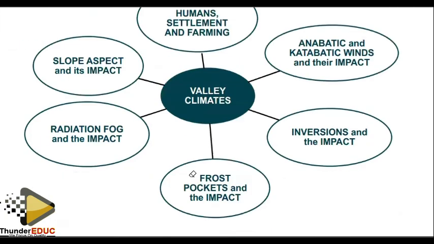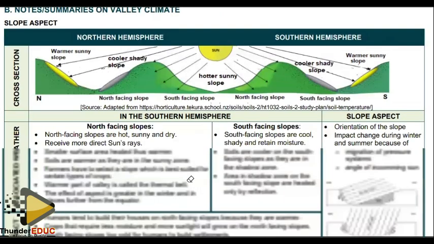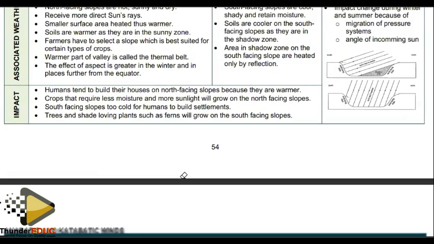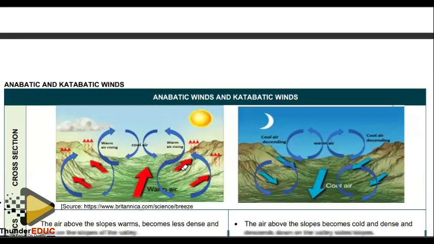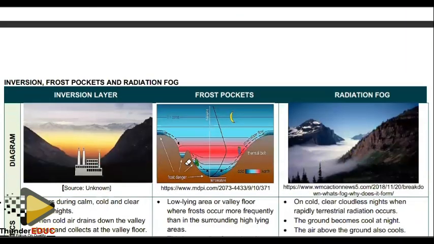Right. Then we need to move on to valley climates. On valley climates, we want to focus on slope aspect, and we want to focus on the anabatic and the katabatic winds. What you should note with these ones, we just want to summarize them as quick as is possible. Right. We do have what we call slope aspect.